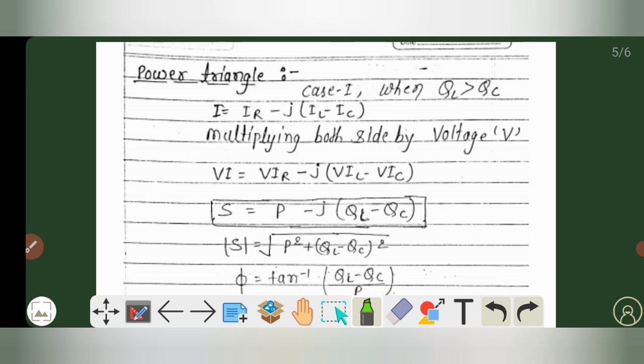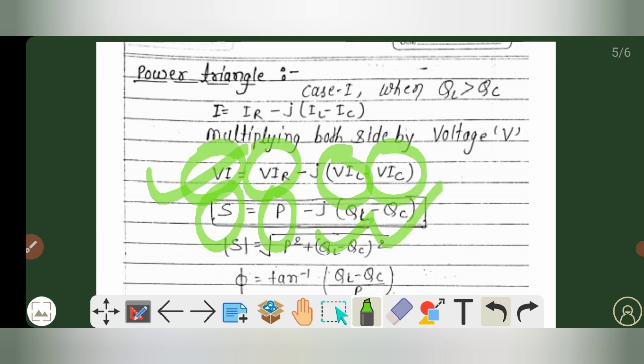Now as we know, the value of current is equal to IR minus j into (IL minus IC). We know that power is equal to voltage into current, and here the value of current is given. So if we multiply the current equation on both sides by voltage, we will get the power equation. After multiplying, VI is denoted by S, V into IR is denoted by P, and j into (VIL minus VIC) is denoted by this: V into IL is denoted by QL and V into IC is denoted by QC.